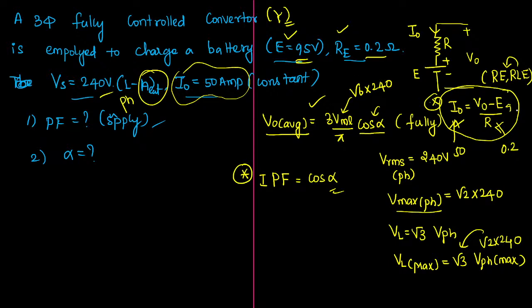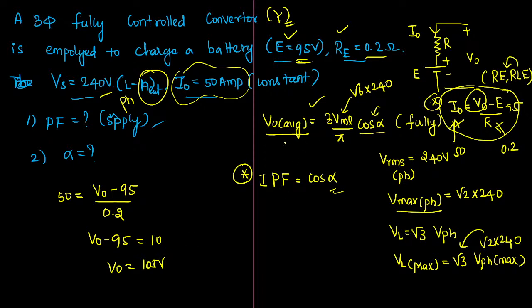So if you substitute all these parameters, directly you can calculate the value of V naught average from here. Let me estimate. Output current is given as 50 ampere equal to V naught average, which is not known, minus battery voltage 95, divided by internal resistance 0.2. I can say V naught minus 95 equals 0.2 into 50, which will be 10 volts, right? Yes, of course I'm correct. From this I can say V naught equals 10 plus 95, which becomes 105. So we got the value of V naught average, and this is going to be 105.